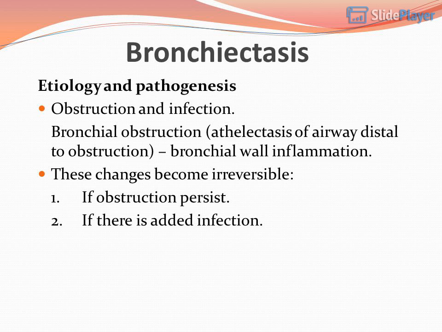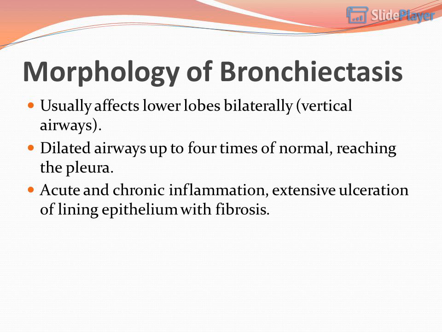Bronchiectasis etiology and pathogenesis: obstruction and infection. Bronchial obstruction causes atelectasis of the airway distal to the obstruction, and bronchial wall inflammation. These changes become irreversible: 1. if obstruction persists, 2. if there is added infection. Morphology of bronchiectasis.